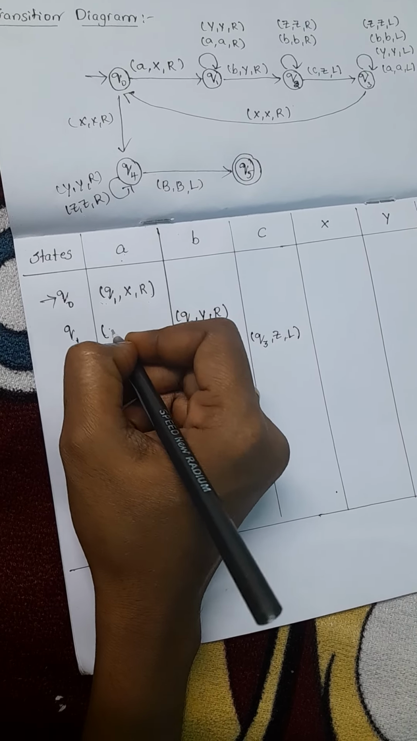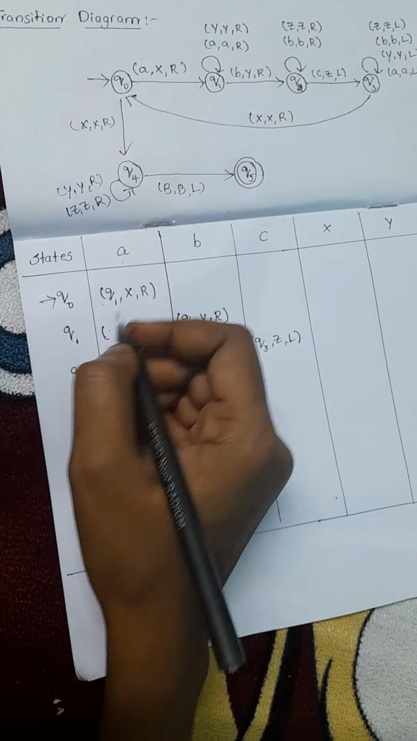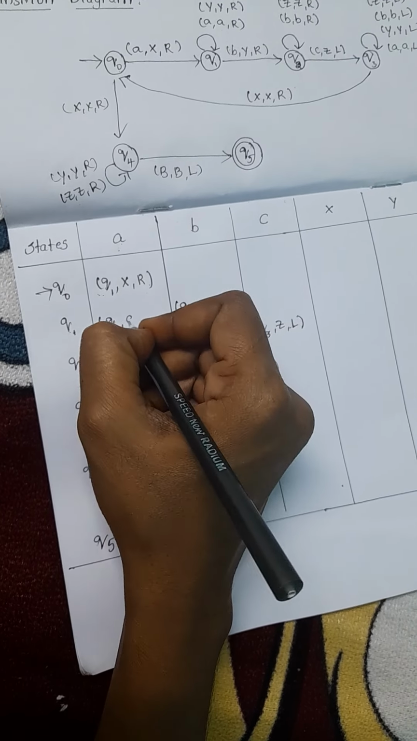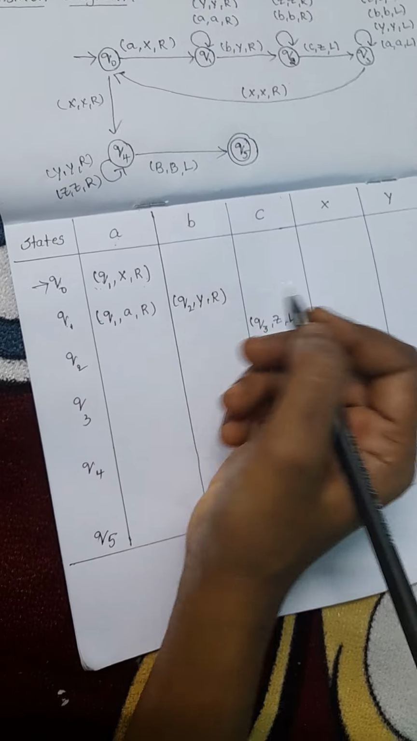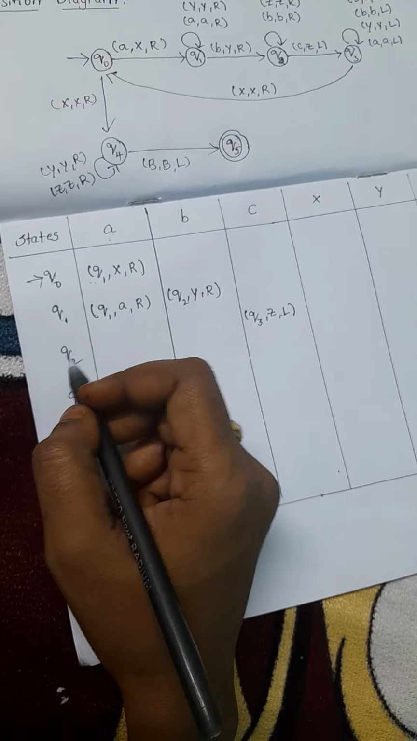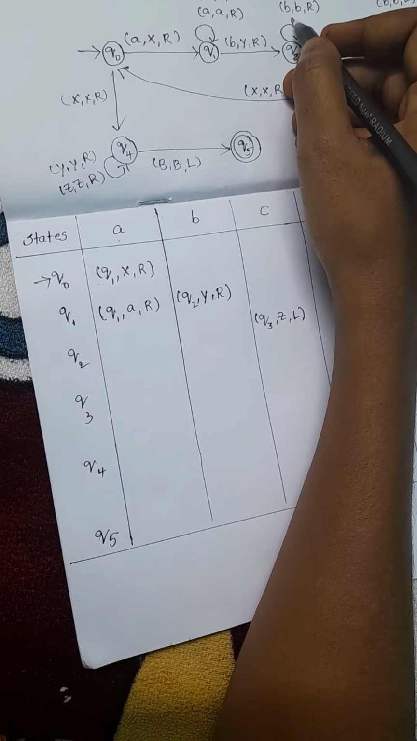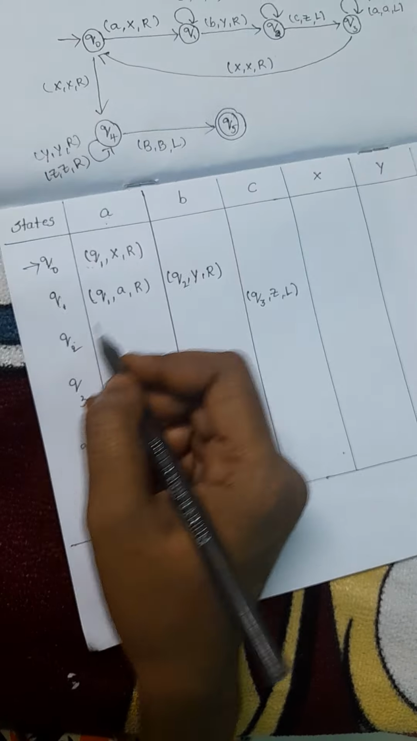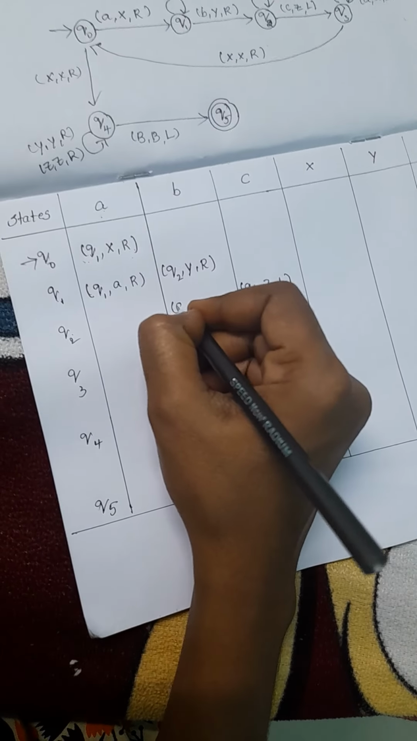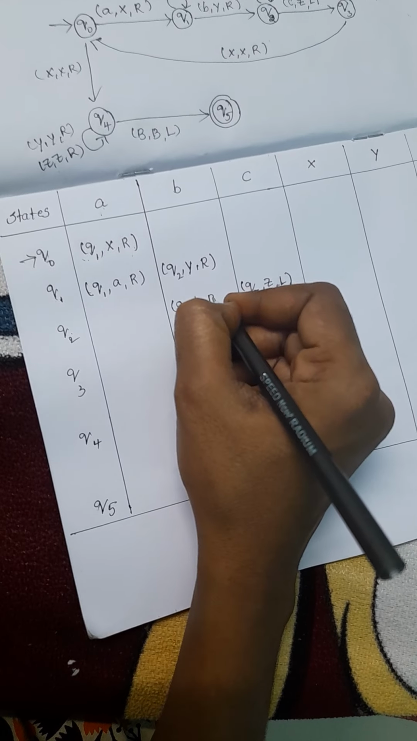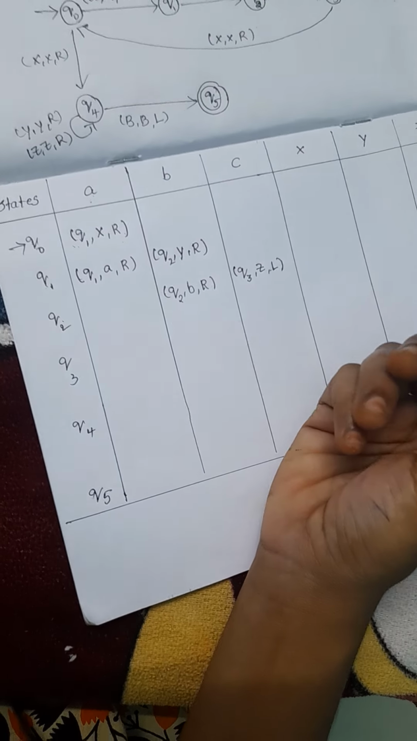Self loop, A remains A only, means the state is also not changing. Q1 only, A remains A only, we need to move right side. For the self loop, we are writing this transition function. In the same way, for the Q2 state, here we are having B, means self loop. Q2, B remains B only, we need to move right side.